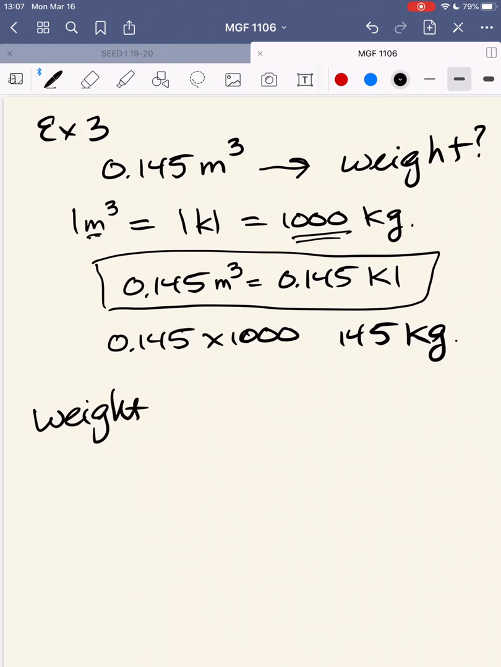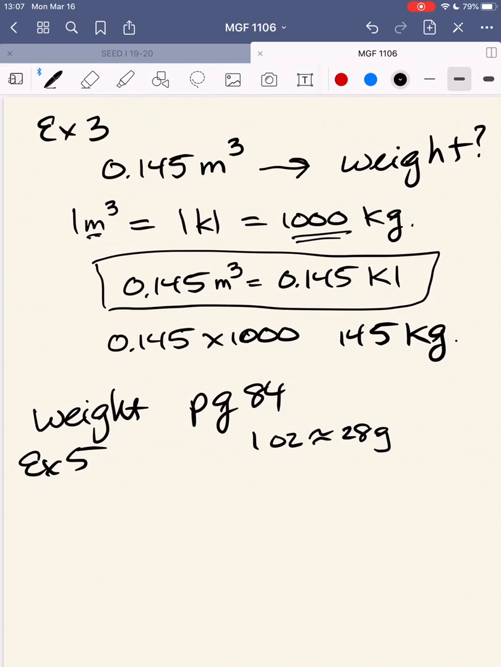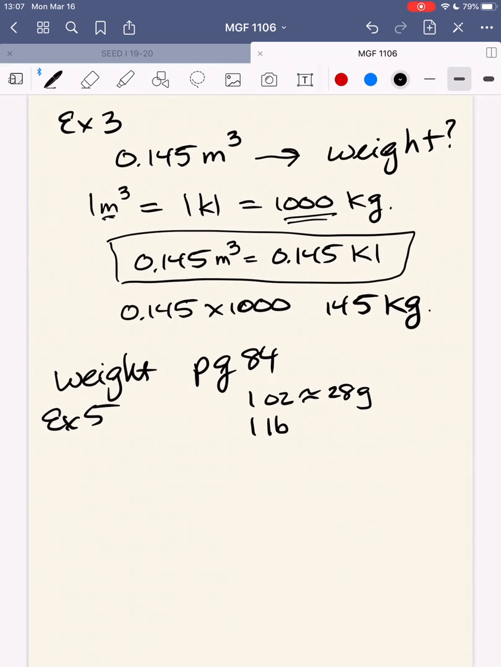Okay, and on page 84, we have example 5, and it comes with its own chart. So I have 1 ounce is around 28 grams. 1 pound is 0.45 kilograms.